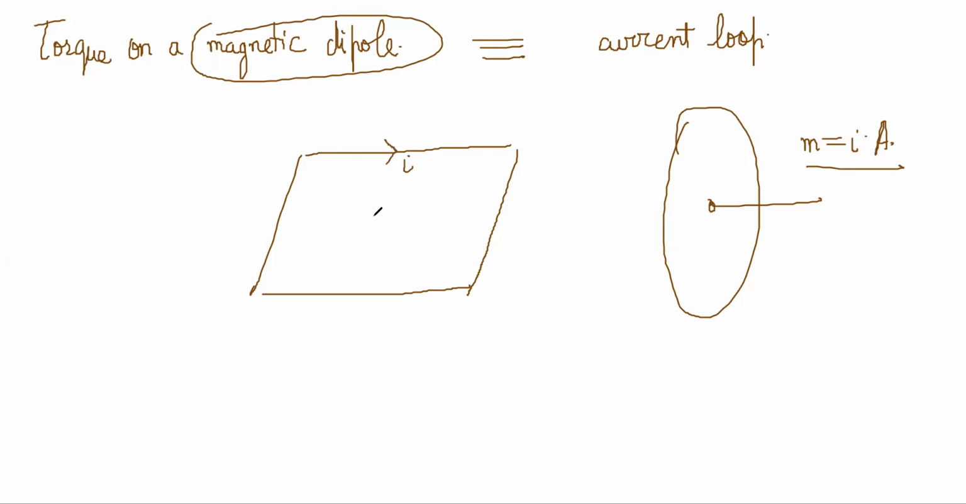If this is the loop and current I is flowing, its area vector will be in some direction, maybe coming out of the plane. So its magnetic dipole moment will be in that direction, I into that area vector. So if somebody asks what is the torque on a magnetic dipole, they mean what is the torque on that current loop whose magnetic dipole moment is that. So basically, think of a situation like this where I have a current loop.